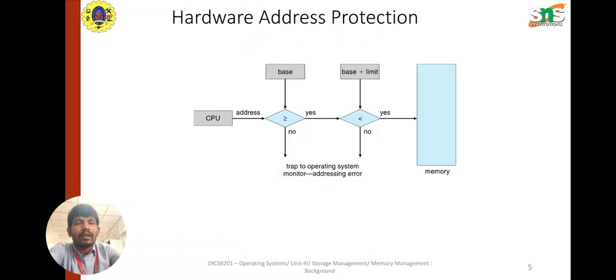We have a CPU and main memory. In between the CPU and main memory we have the base and limit addresses. It works like this: the CPU contains the address, and it checks whether it is greater than or equal to the base. If so, the address is sent to the limit check, then the base and limit are added and the address is sent to main memory. If not, it creates an addressing error.